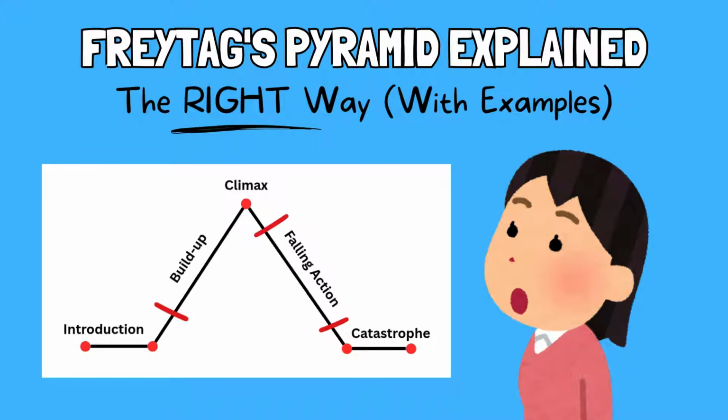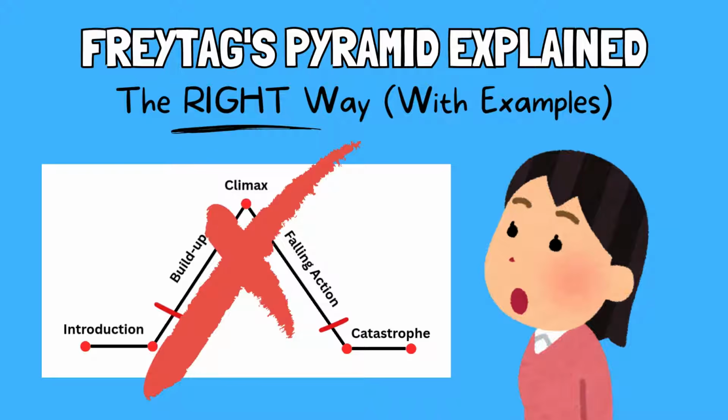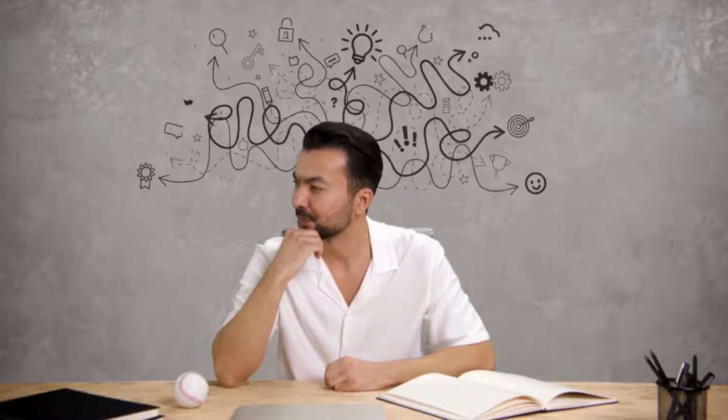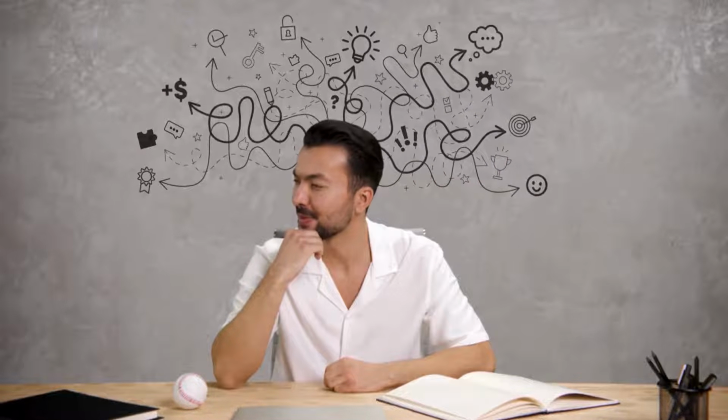In today's lesson, we're diving into one of the most misunderstood story structures in creative writing, Freytag's pyramid. And chances are, you've been using it completely wrong. Most writers think they understand Freytag's pyramid, but here's the thing, they're making critical mistakes that are actually hurting their story planning.